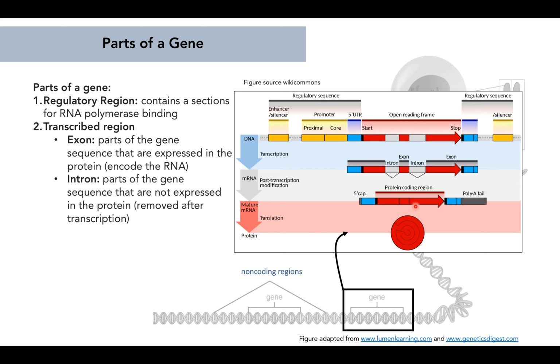So exons are parts of the genes that will be expressed in the protein. So once again, a gene is composed of a regulatory region and a transcribed region. A regulatory region is not going to be turned into an RNA, but the transcribed region will. And the transcribed region itself is composed of exons and introns. But the parts of the gene that will be turned into a protein are called exons. Okay, and introns will be removed and are not expressed inside a protein.